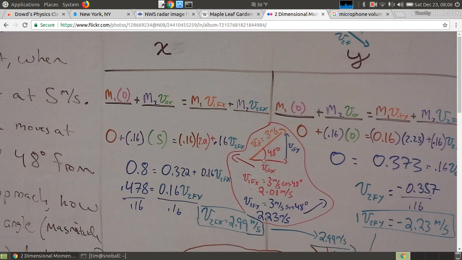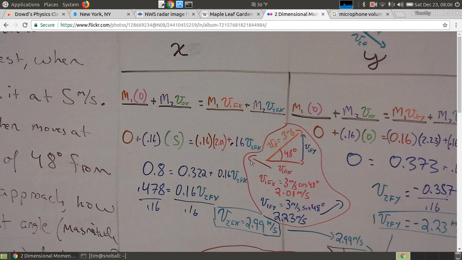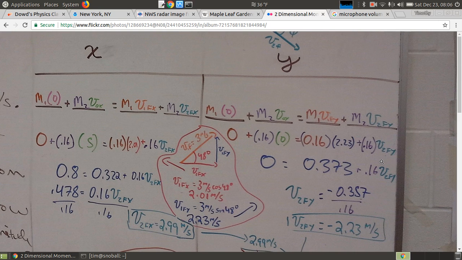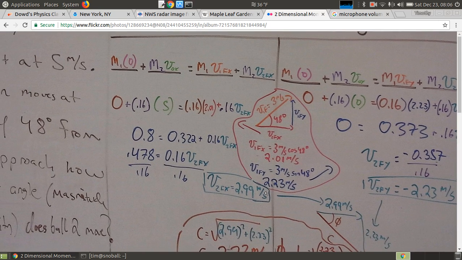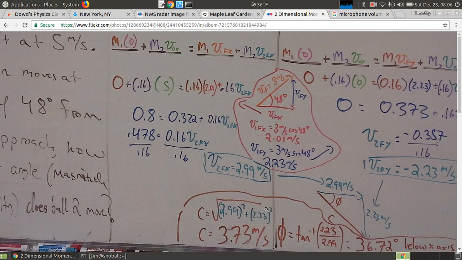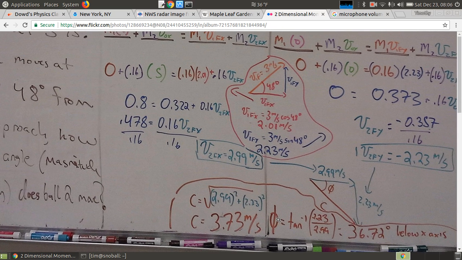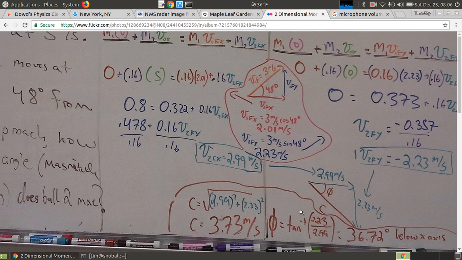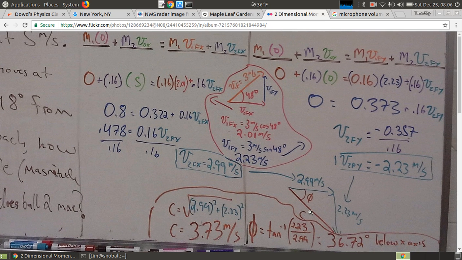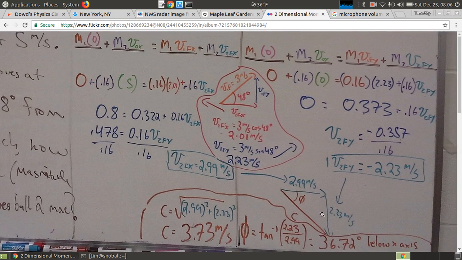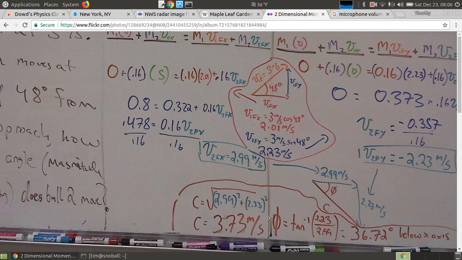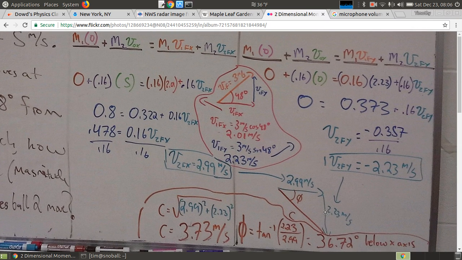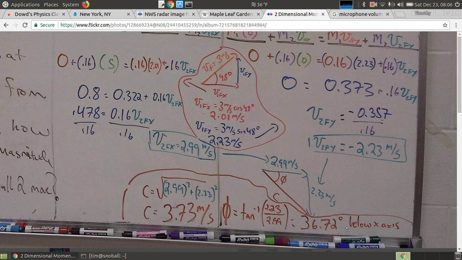Basically, you solve each of these problems separately. Here I'm solving for V2 final in the x. Here I'm solving for V2 final in the y. And then, once you have those, you just add them back together. So the way you find out what V2 is, you just do the Pythagorean theorem. A squared plus b squared equals c squared. And that gets you the hypotenuse and the magnitude of the final vector. So 3.73. And then to get the angle, since you know the sides of the triangle, you just do inverse tangent, and that gets you the angle.